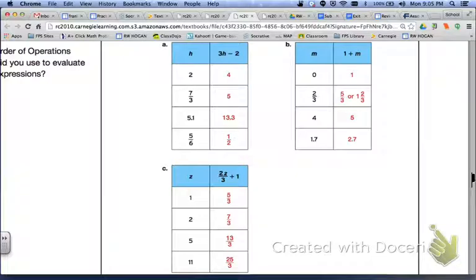For letter C, if my variable is 1, my answer is 5/3, 2 7/3, 5 13/3, and 11 25/3. If you converted any of those improper fractions to mixed numbers, let's take a look at what those would look like. Here are the mixed numbers for the improper fractions if you ended up converting them for table C.